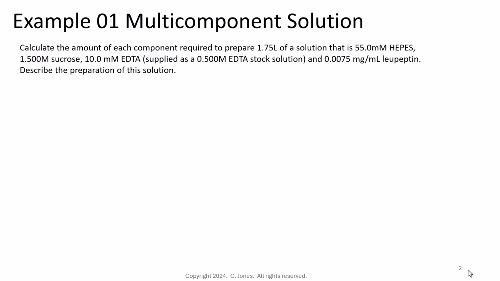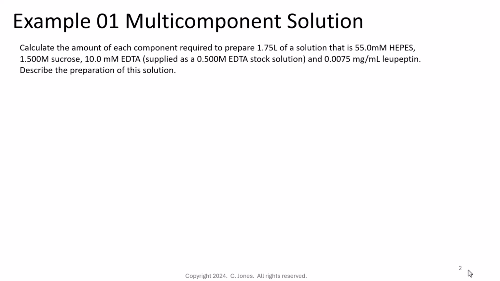Calculate the amount of each component required to prepare 1.75 liters of a solution that is 55.0 millimolar HEPES, 1.500 molar sucrose, 10.0 millimolar EDTA, which is supplied as a 0.500 molar EDTA stock solution, and 0.0075 milligrams per mL of leupeptin, and then finally describe the preparation of this solution.